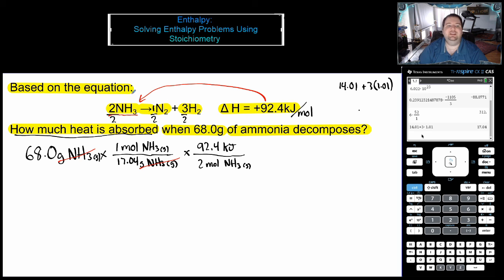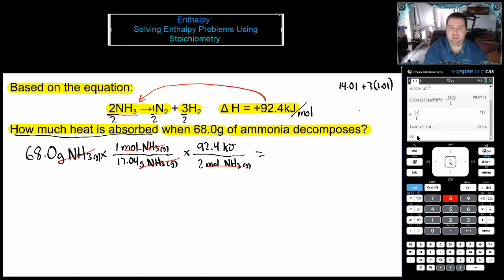Now, I don't really need to do this. All I need to know is that I need to divide by 2, so that's what I'm doing. It's 92.4 divided by 2. Now, we can solve because we're looking for heat. And so we are pretty much done here because moles of NH3 are going to cancel out and we're just going to be left with kilojoules. So let's go to our calculator and see what this is going to be.